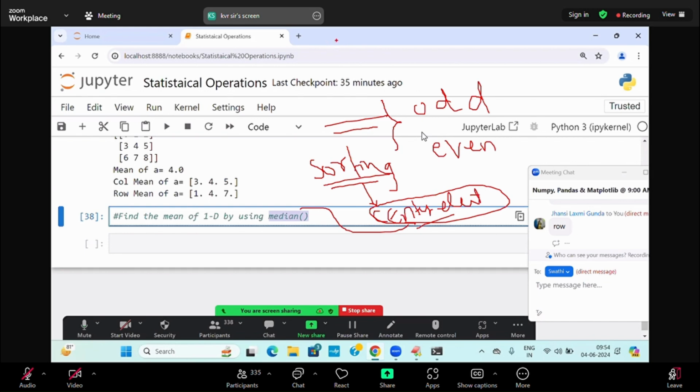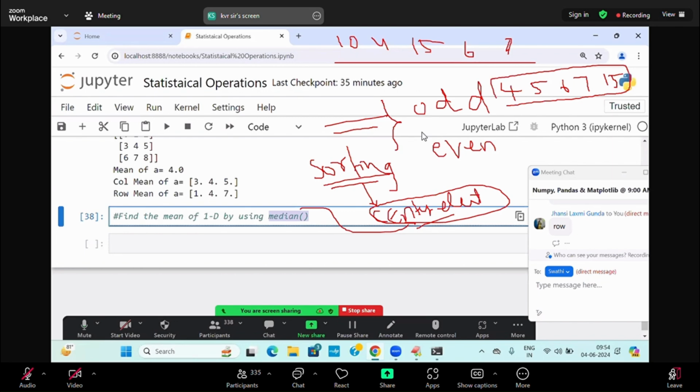For example, if I take the elements 10, 4, 15, 6, and 7, how many elements are there? 5. Sort these elements. When I sort these elements: 4, 6, 7, 10, 15. How many elements totally? 5. The center element is becoming 6.